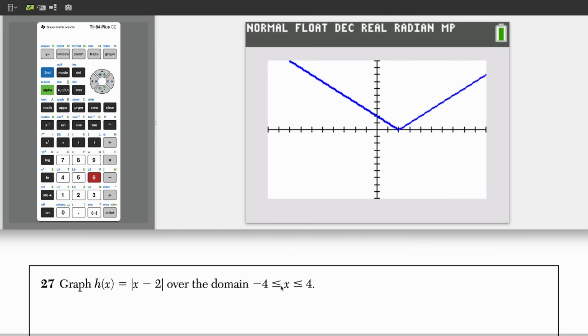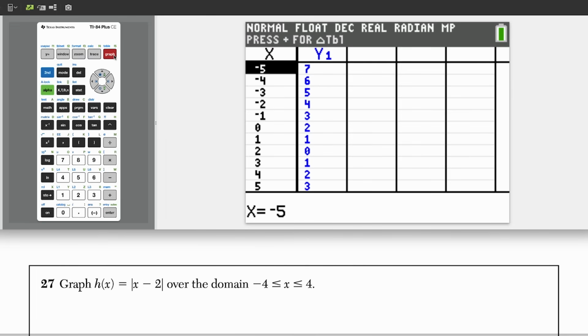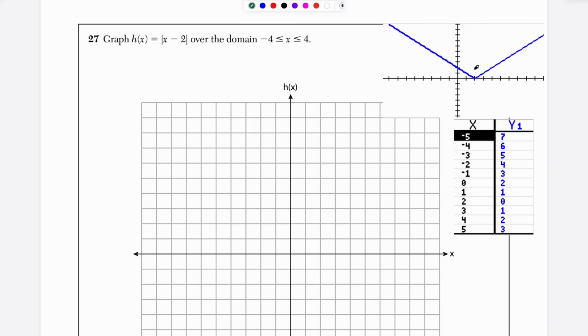But we're only graphing this from -4 to 4. So if we go to the table here, second graph, we're only going to use these values here from x equals -4 all the way through x equals +4. So now we have our graph and we have this table.